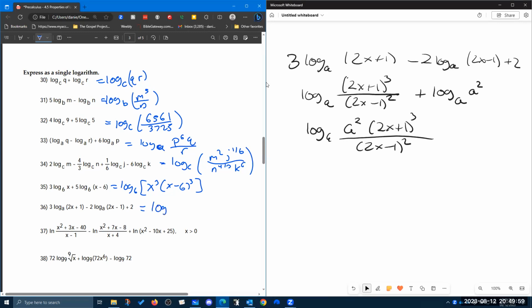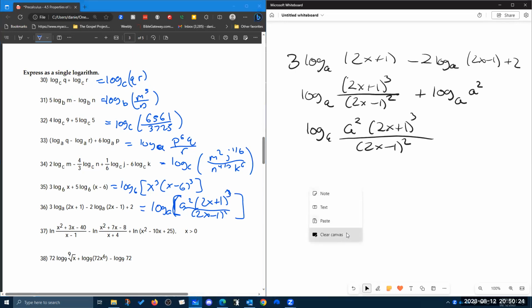Log base a of a squared times 2x plus 1 to the 3rd over 2x minus 1 to the 2nd. Right.